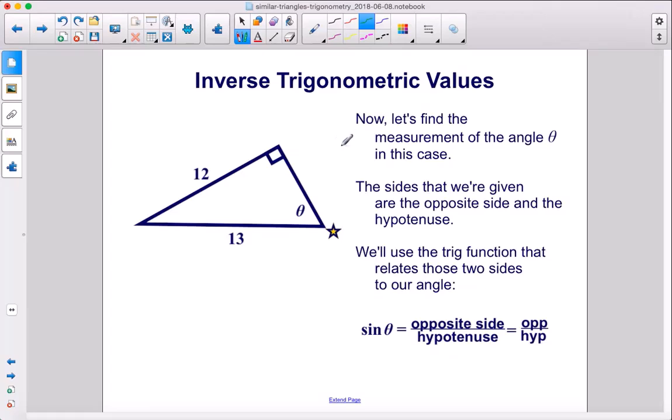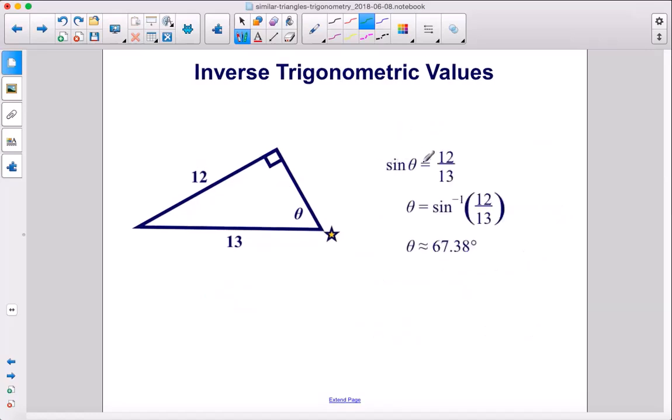Now let's find the measurement of the angle theta in this case. The sides that we're given are the opposite side and the hypotenuse. We'll use the trig function that relates those two sides to our angle. So if we have opposite and hypotenuse, that's sine theta. Remember SOHCAHTOA, so it is SOH, which is opposite over hypotenuse. Since sine theta is opposite over hypotenuse, that's 12 over 13. Therefore, we can do the inverse sine of 12 over 13, and we get that theta equals about 67.38 degrees.